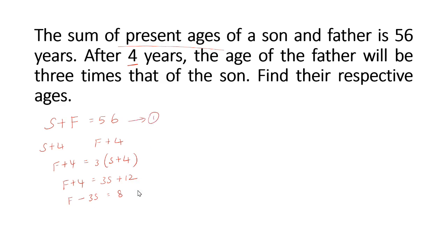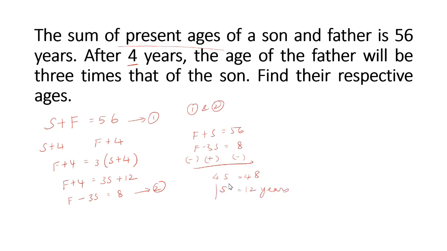So this is equation 1 and this is equation 2. On solving 1 and 2, we get 4S is equal to 48, S is equal to 12. So the age of the son is 12 years. And the age of father is 56 minus S, 56 minus 12, that is 44. So the age of the father is 44 years.